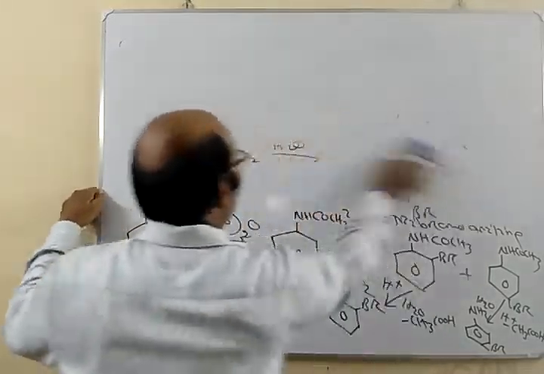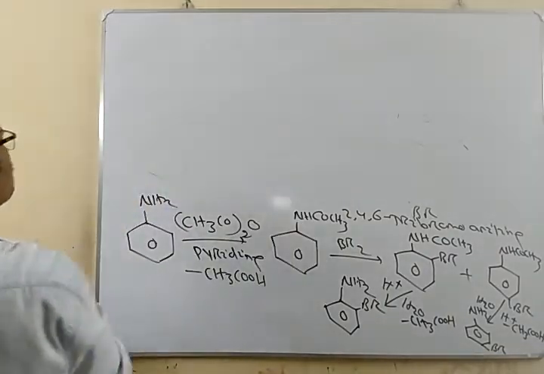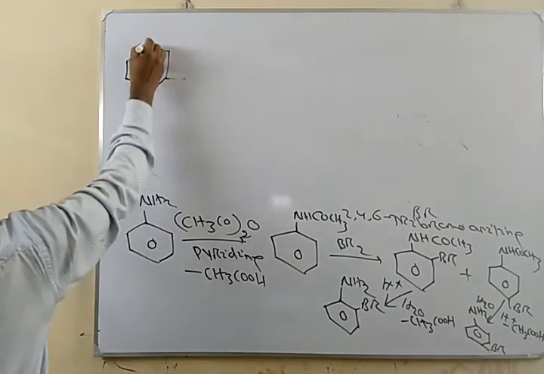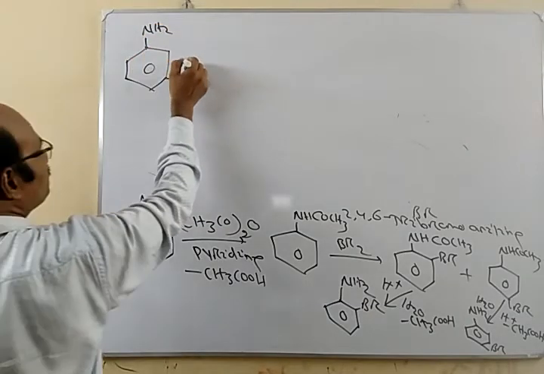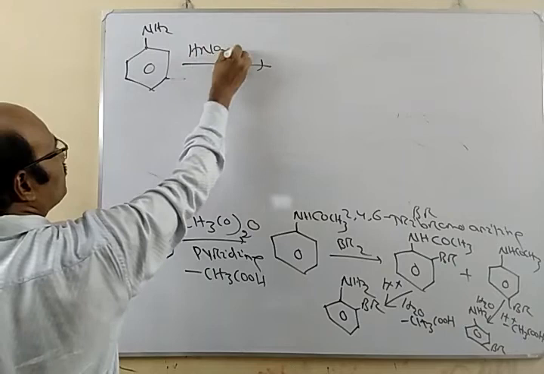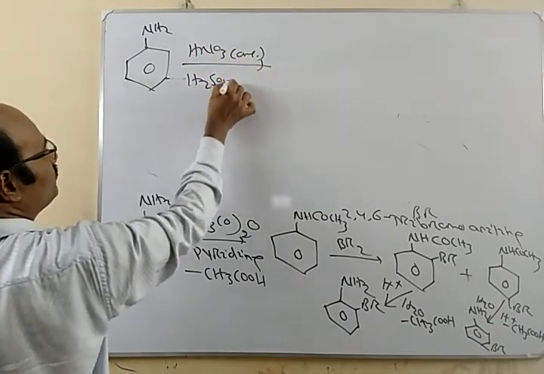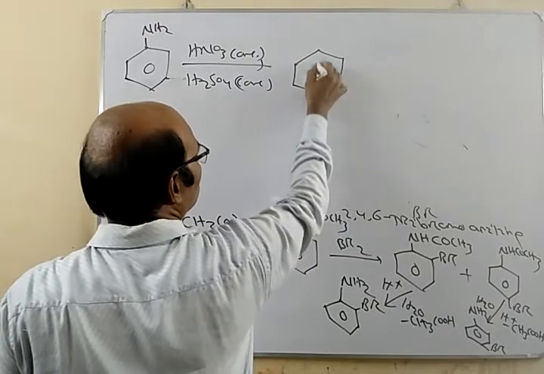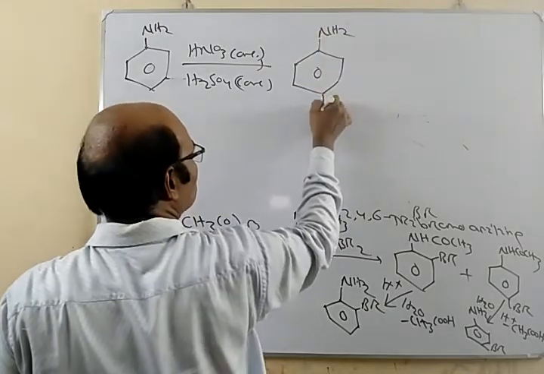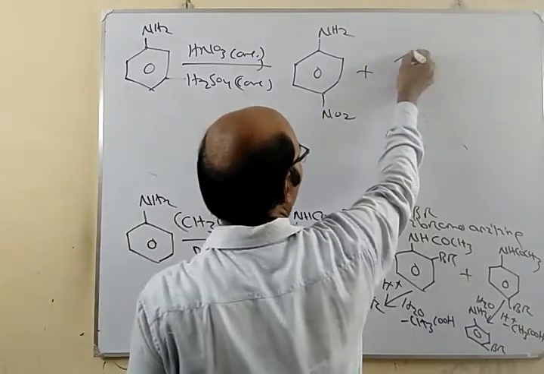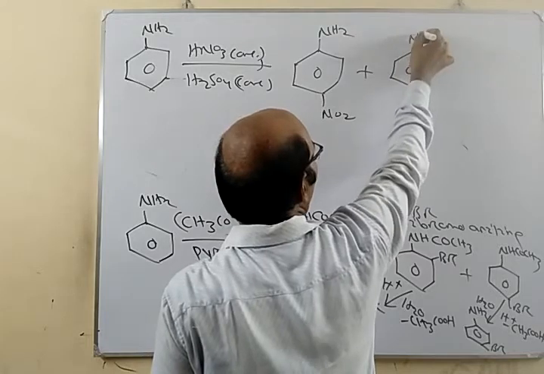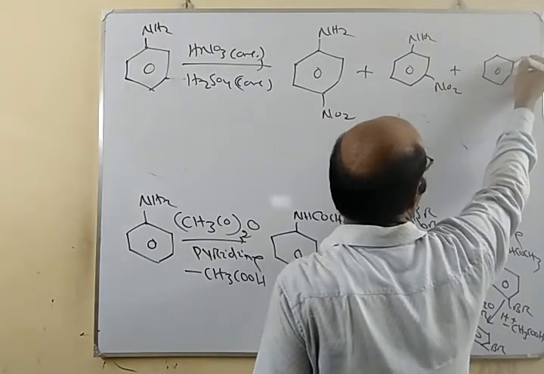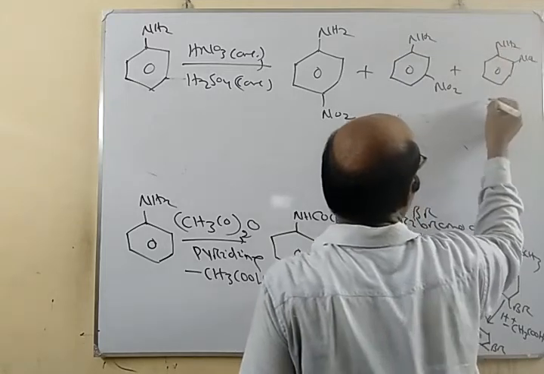Similarly, if I go for nitration, if I take a nitrating mixture, concentrated HNO3 and concentrated H2SO4, we get the para nitro and the meta nitro product. The ortho nitro part is sterically hindered.